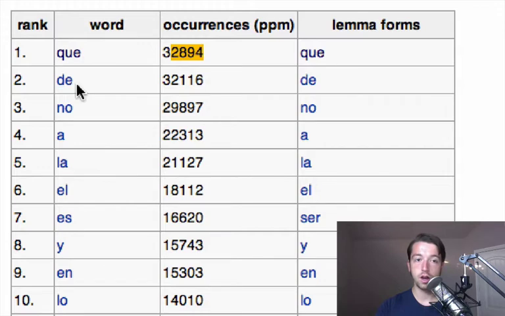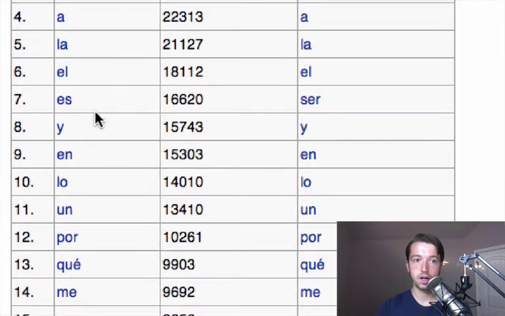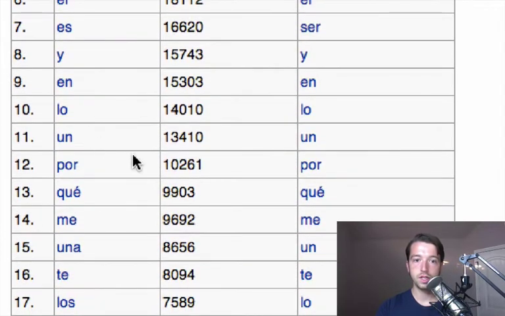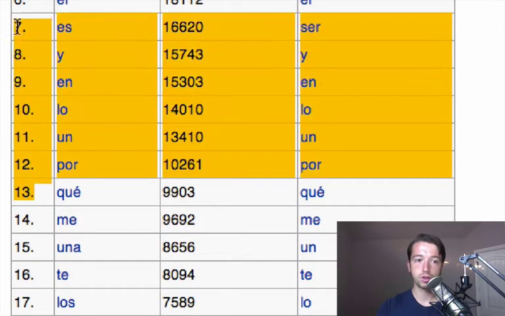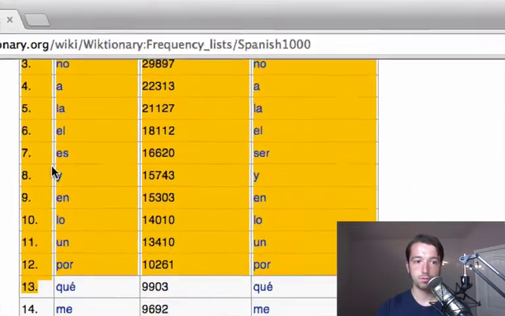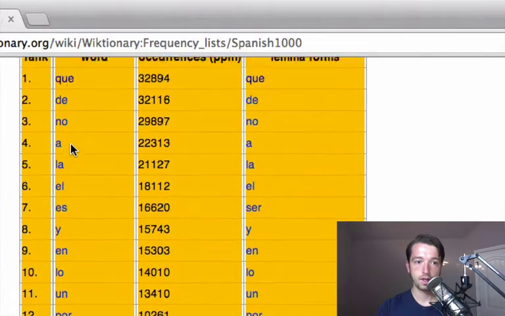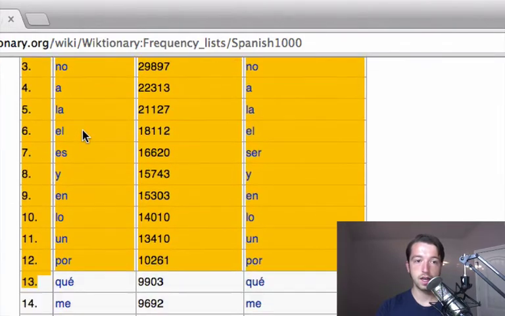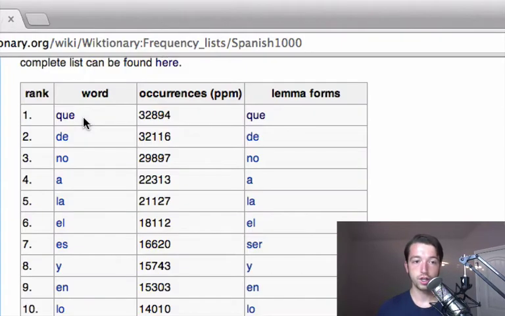De is not very far behind, and so you'll hear these words a ton all the time. It's impossible to have a conversation without these words. No is pretty high on the list. A, la, el, es. So all of these are above 1%, all these first 12. One of these is a verb, but the rest of them are basically just the articles and these connecting words like que and de, which are a conjunction and a preposition.